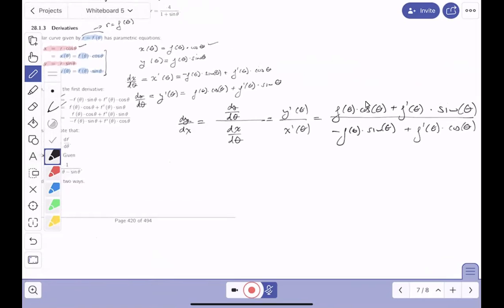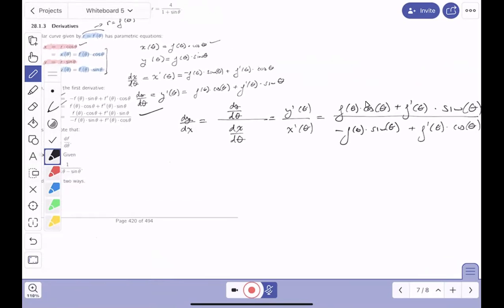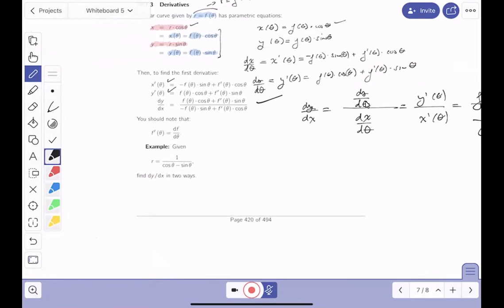And what do I see over here? And again, I'll check it for you. F theta cosine theta plus f prime theta sine theta. Top's right. Minus f theta times sine theta plus f prime theta cosine theta. Looking good. All right. So I'm going to say not bad. Over here, you should note that f prime of theta is df d theta. Yeah, that's not bad. All right. So let's see if we can do something here. So they want me to do this in two ways.